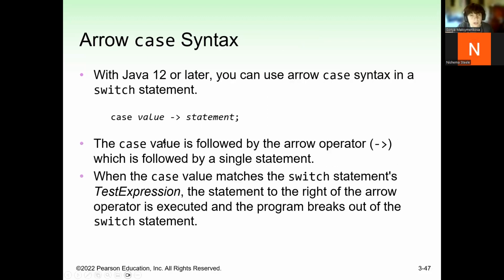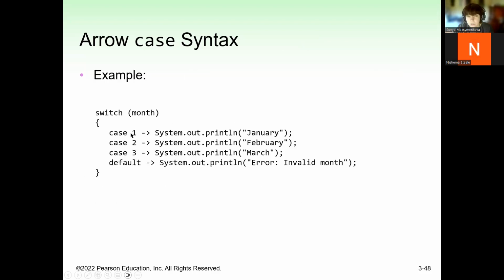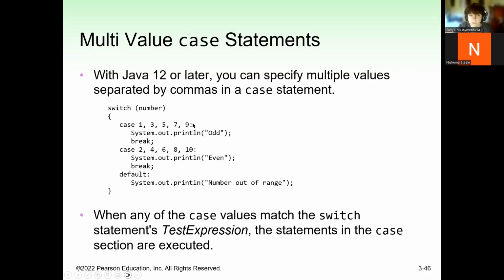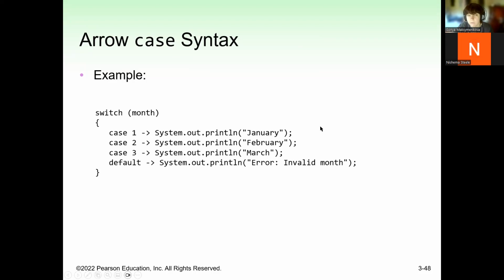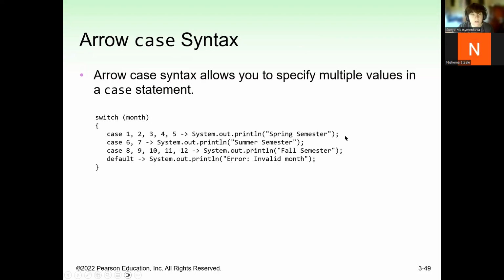Switch. Yeah, in Java 12 or later, which is what we're going to be using, you can use an arrow case syntax. If case 1, System.out.print January. If case 2, do this. If case 3, do this. So instead of using a colon and indentation, you can use an arrow. That's the whole difference.